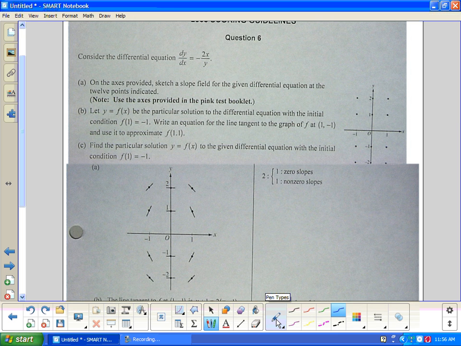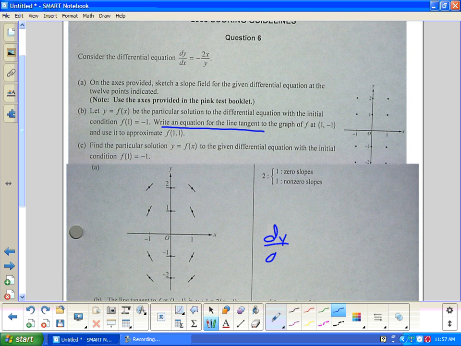Letter B. Let y equal f of x be the particular solution to the differential equation with the initial condition f of 1 equals -1. Write an equation for the line tangent to the graph at (1, -1), and use it to approximate f of 1.1. Here's the thing I realized. I read this, I see the initial condition, and I'm not going to make the equation. It's asking for the equation of a tangent line. All I need is a point and the slope, right? It gives you the point, (1, -1). All we got to do is find the slope. Well, that's what the dy/dx does. You already know it.